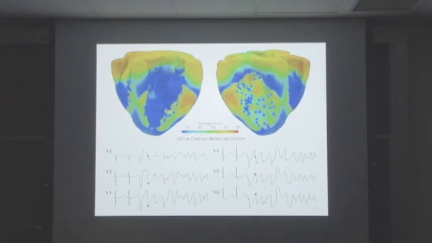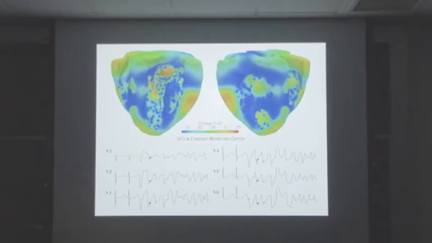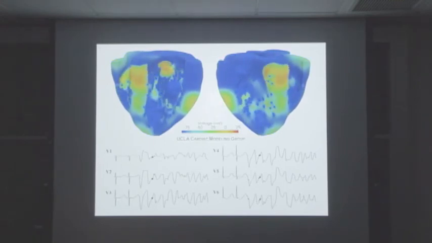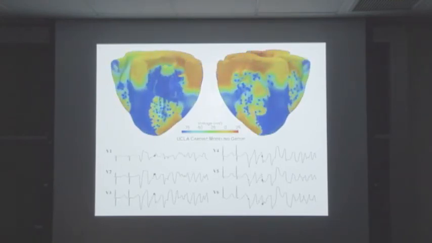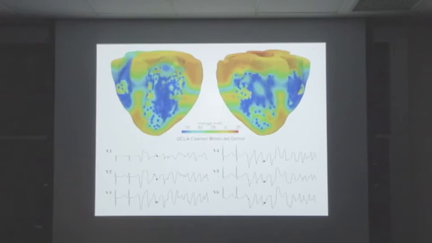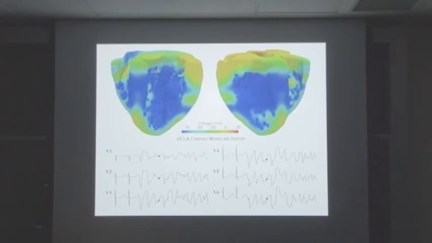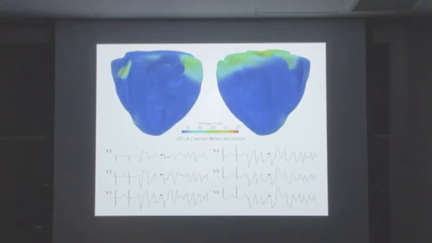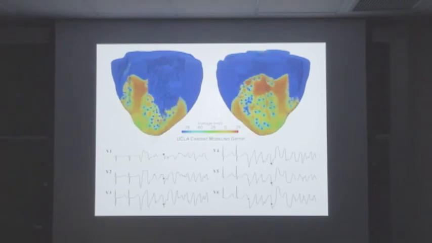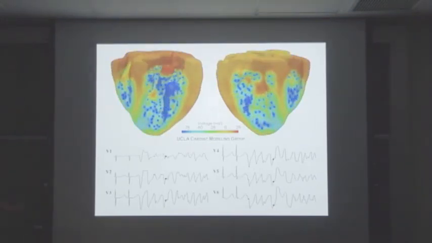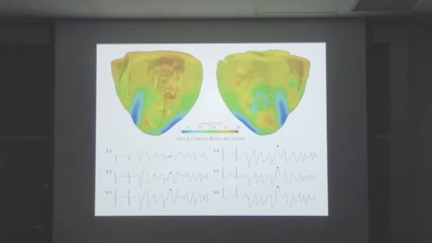That reentry is going to become unstable. It is going to break up into multiple wavelets meandering chaotically and is going to produce the electrographic signature of fibrillation. This is actually a calculated ECG from that model.